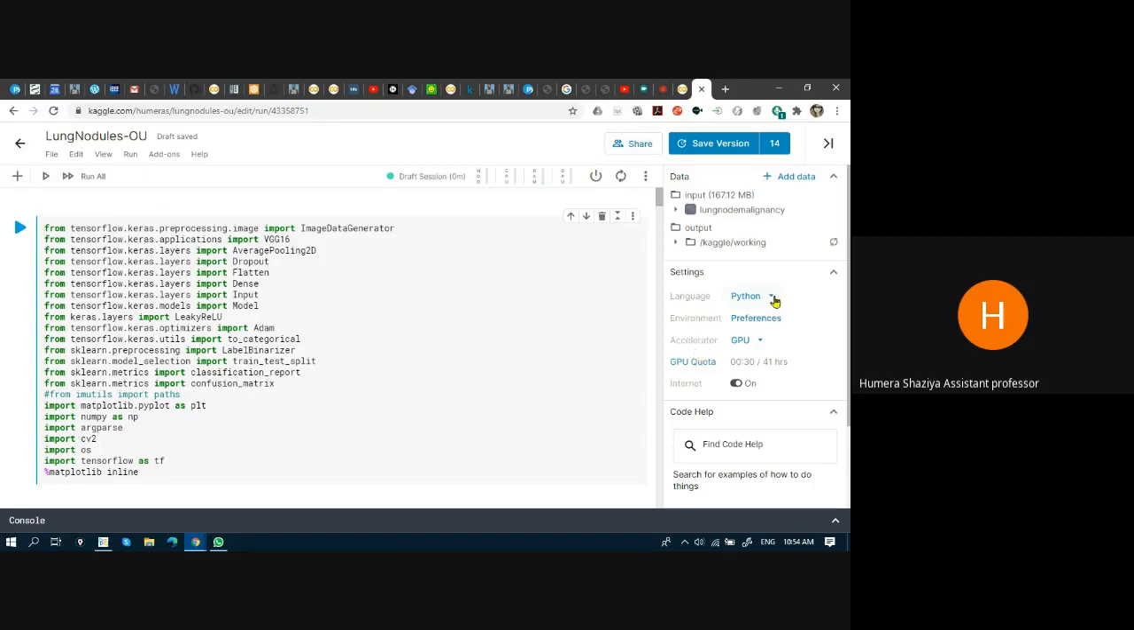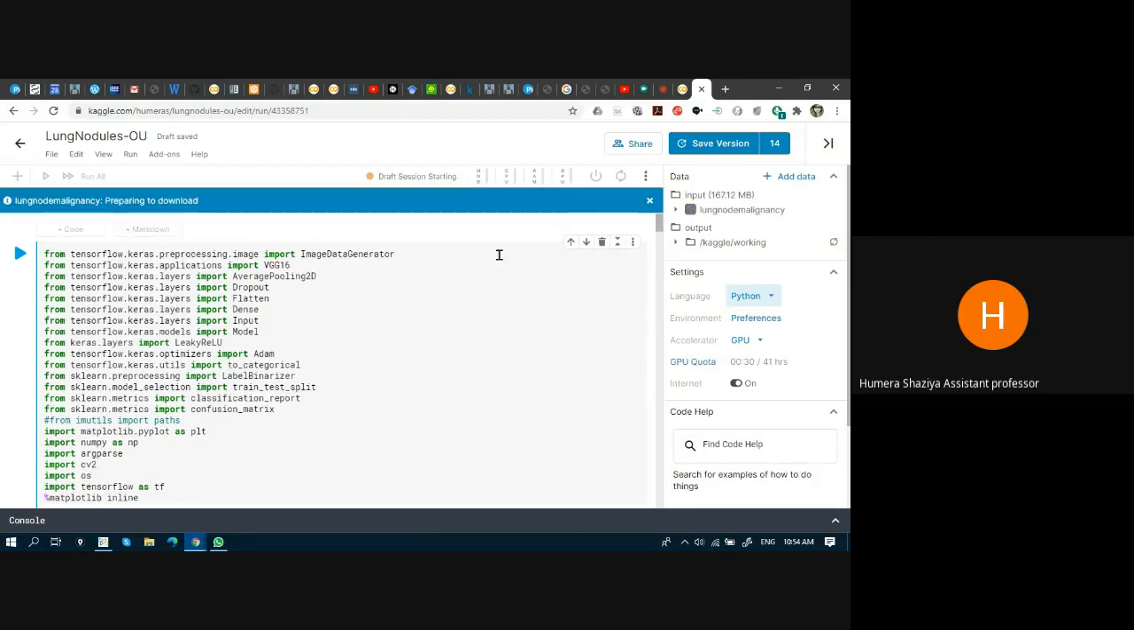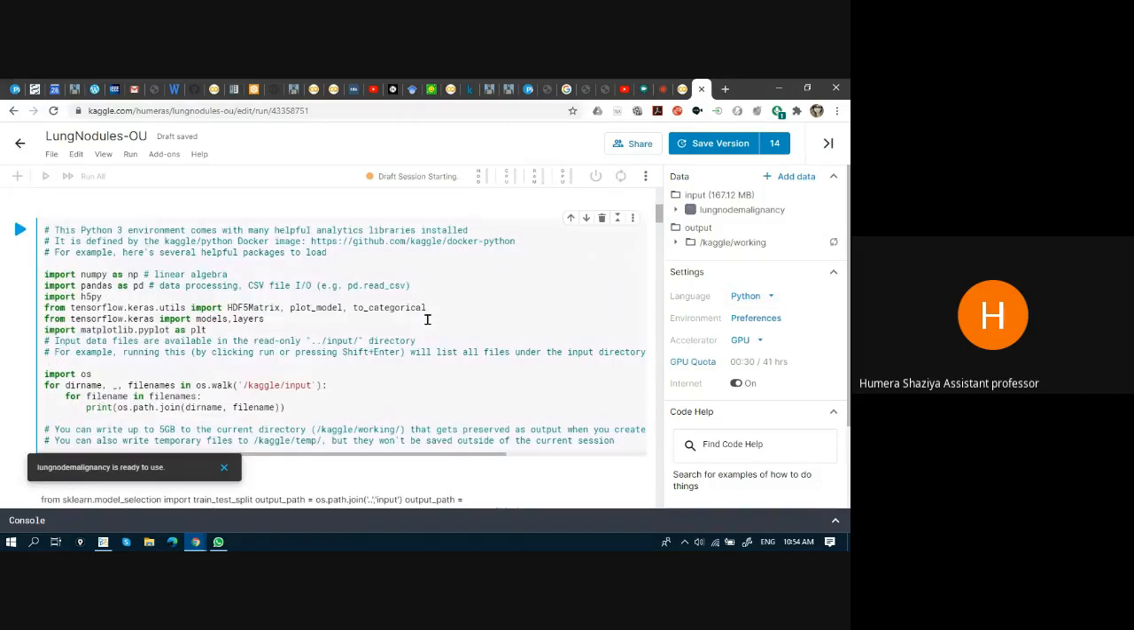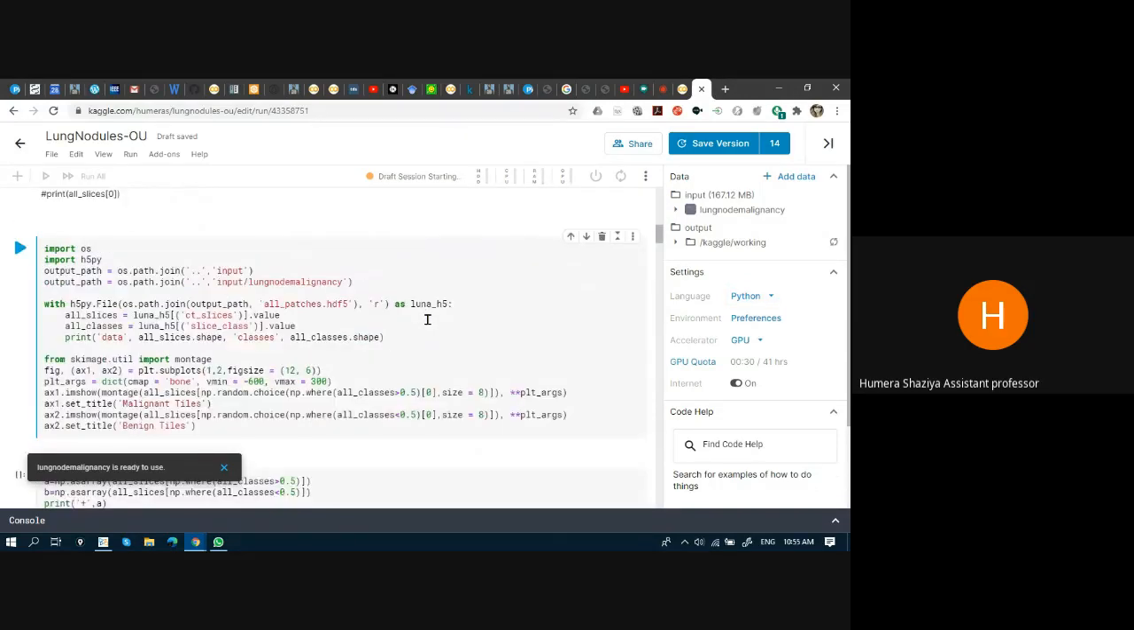And I am using Python language right now, and Kaggle supports R language as well. You can execute R programs also on Kaggle. I can execute this with Shift Enter, which executes the current cell and moves the focus to the next cell.